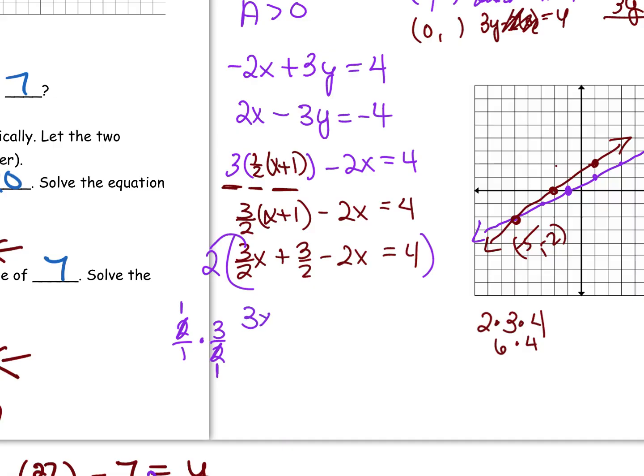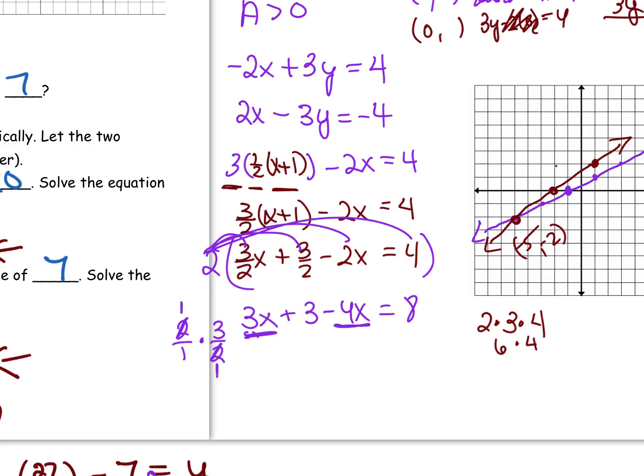So I got 3x plus, same thing here. My 2's are going to cancel out, and I'm just left with the 3. Now I do 2 times negative 2. And then 2 times 4. We just have to remember to multiply everything to keep it an equality. Okay? Now what will we do? Now we got rid of our ugliness. Now it's just simple stuff. So what do you want to do now?